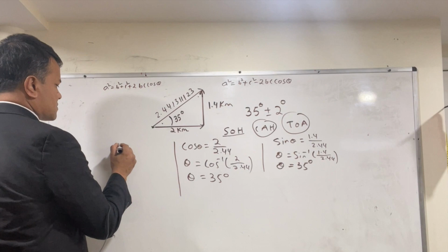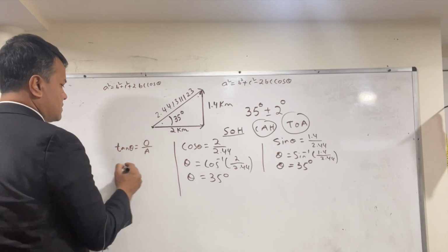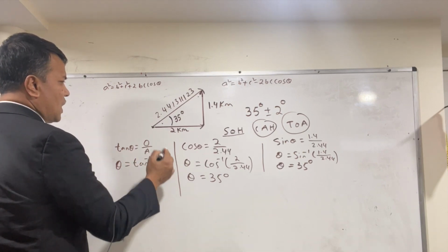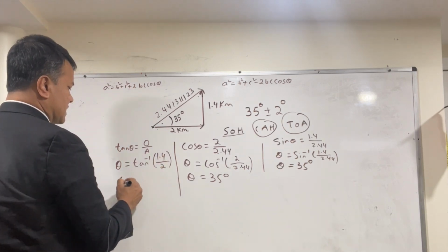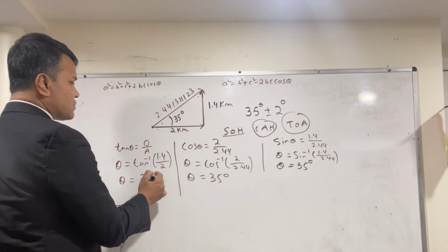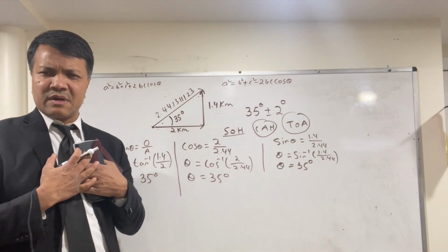So tangent theta is equal to opposite over adjacent. So theta is equal to tangent inverse of opposite over adjacent. Opposite is 1.4 and adjacent is 2. And again, I'll let you do this one. You should do it all different ways to satisfy yourself.